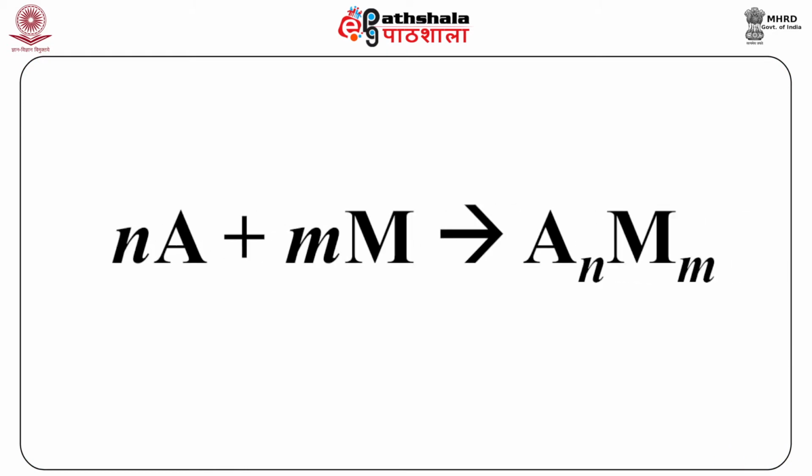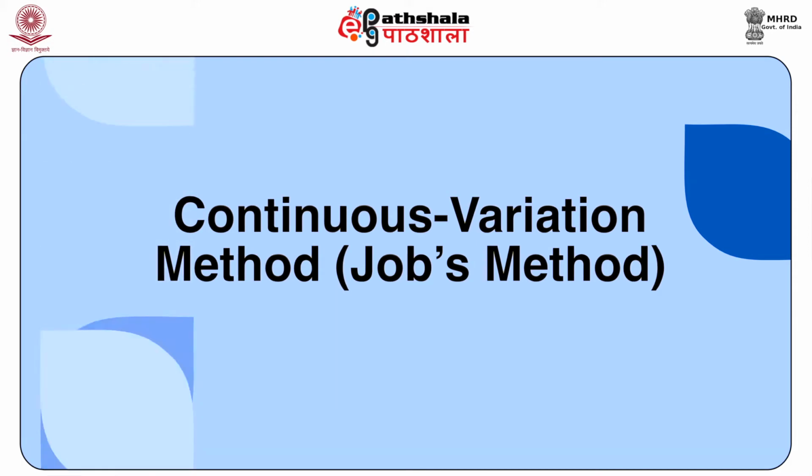For example, if we have a complex getting formed between metal ion and ligand as n into A plus m into M, giving M subscript m, A subscript n. Now, there are three common optical methods for determination of composition of complexes. Number 1, continuous variation method or Job's method, which we will study in this module. This method is based on the measurement of absorption of a series of solutions in which the molar concentrations of two reactants vary, but their sum remains constant.